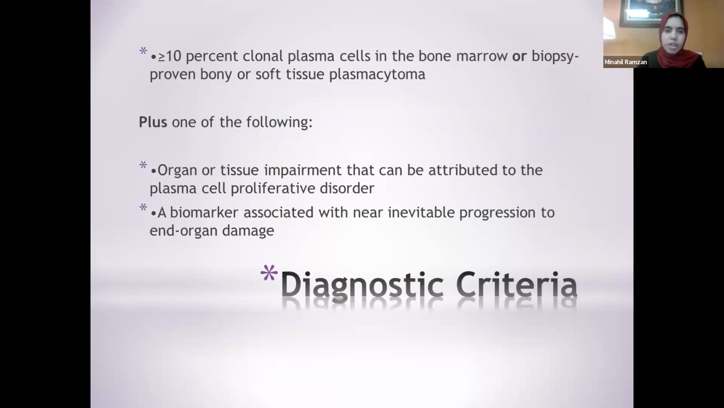Then what is the diagnostic criteria for multiple myeloma? The necessary criteria is greater than 10% clonal plasma cells in the bone marrow, or biopsy-proven bony or soft tissue plasmacytomas. And with this, we should also have one of the following: an organ or tissue impairment attributed to the plasma cell proliferative disorder, or a biomarker associated with the inevitable progression to end organ damage.